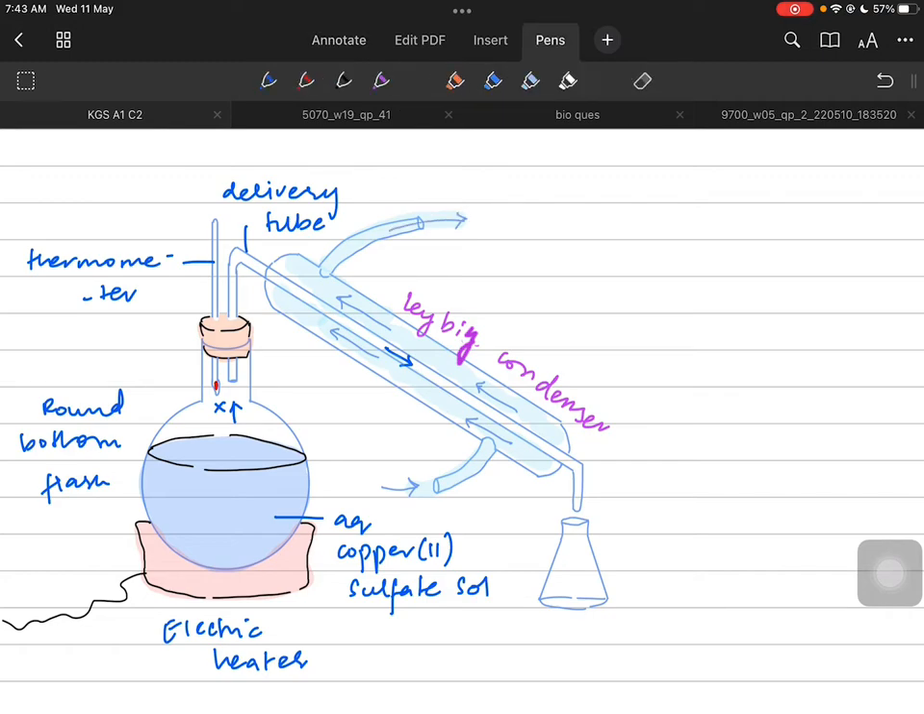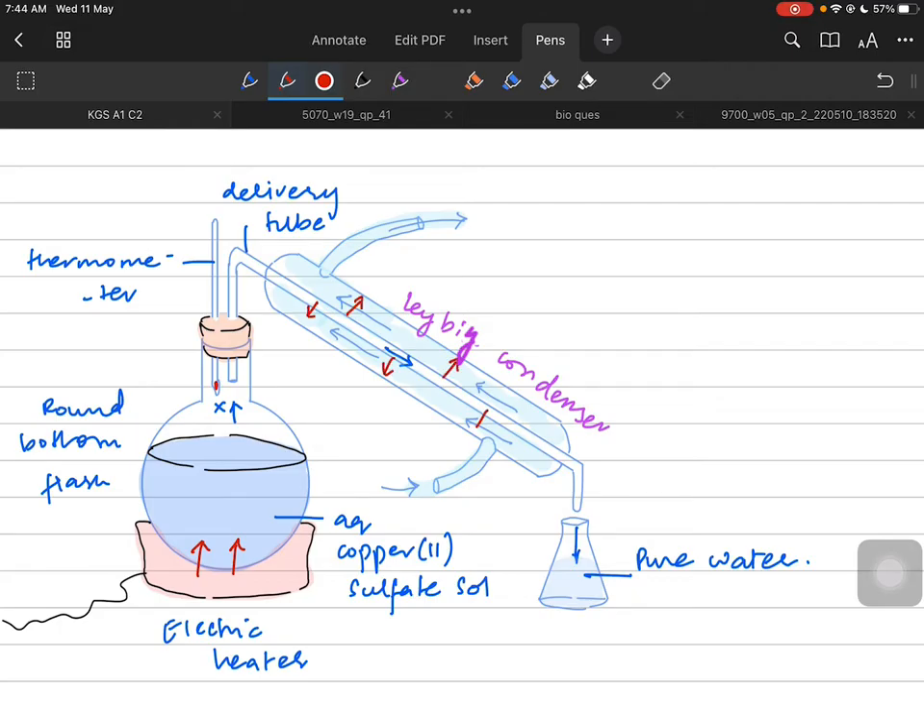So in the delivery tube, the vapors become condensed, they become liquid, and pure water is collected in the conical flask. So this is pure water. The copper sulfate solute did not vaporize. It did not pass through the Liebig condenser. It is not collected. It is pure water at the end of the conical flask. In the Liebig condenser, the vapors lose their heat. They become colder, they condense, and they become liquid. This is the process of simple distillation.